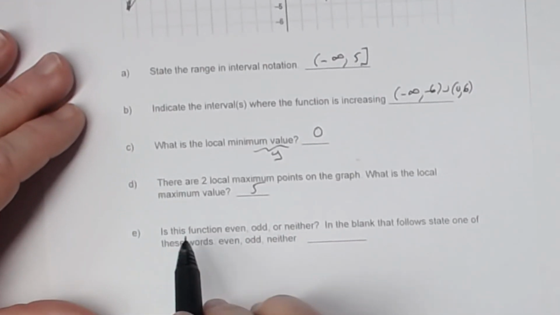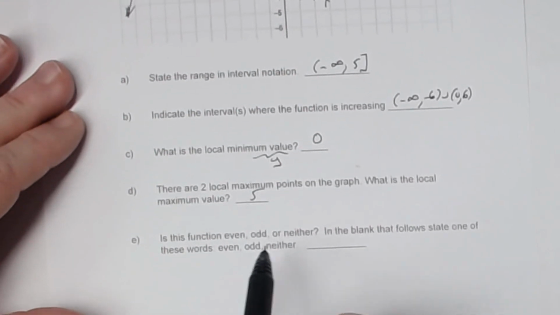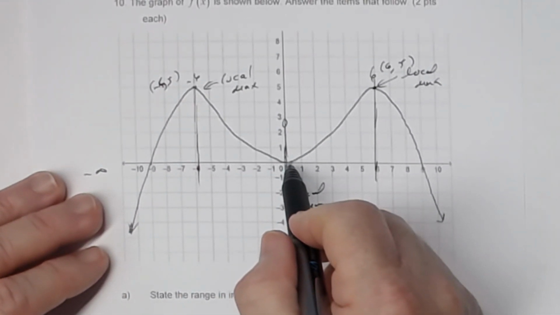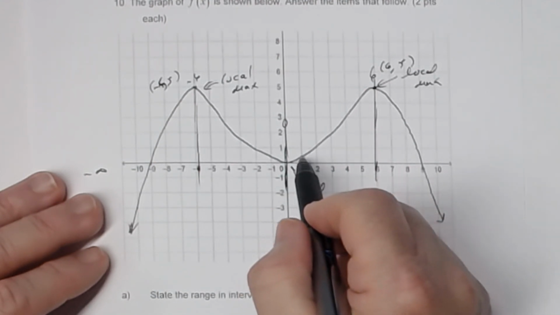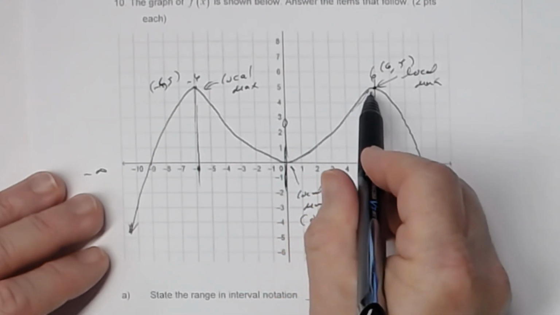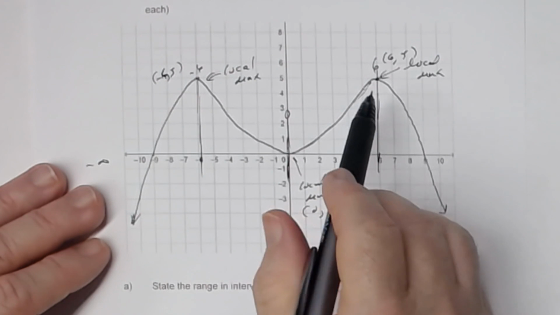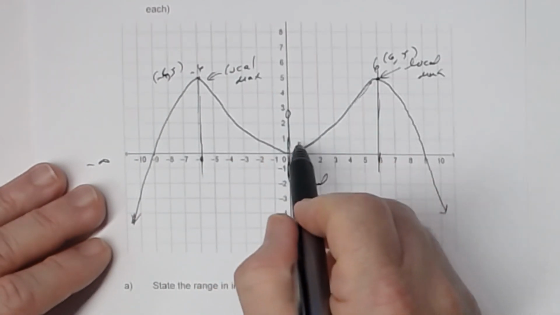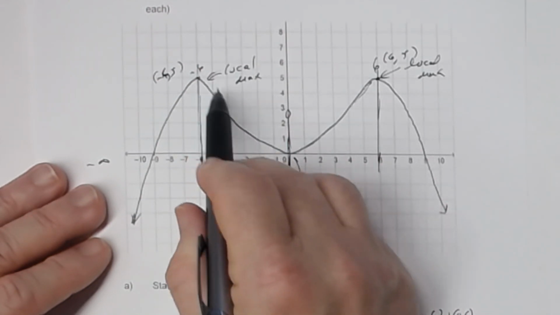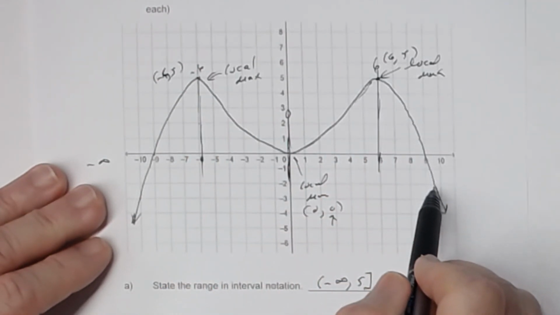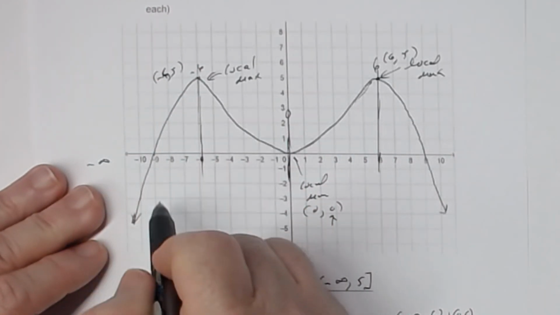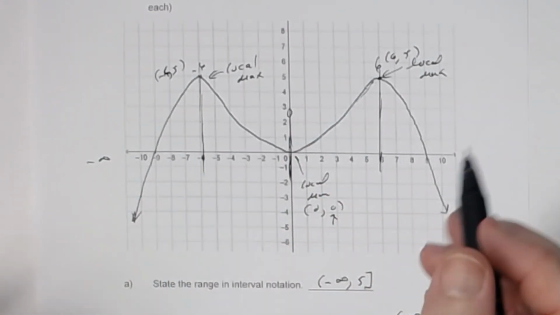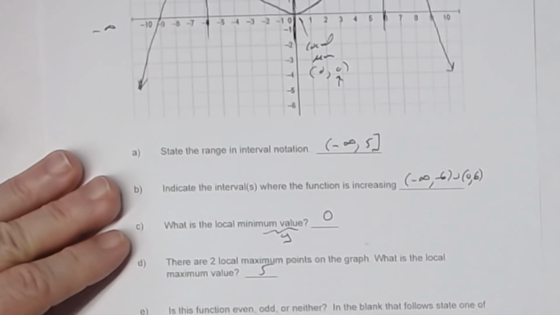And then here, is the function even, odd, or neither? You should have recognized that this is an even function because, remember, an even function is symmetrical about the y-axis. So if you take this piece here reflected about the y-axis, you get that. And if you take this piece here reflected about the y-axis, you get this. All right. So just by looking at the graph, you should have recognized that was an even function.